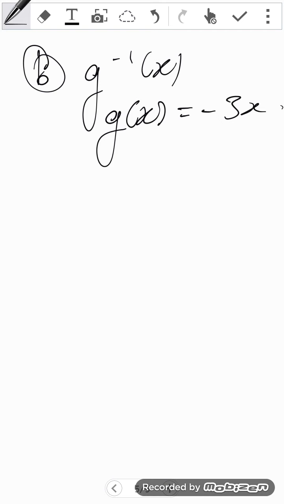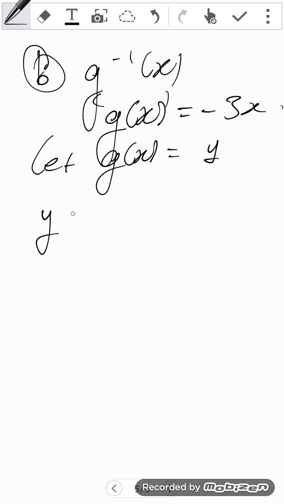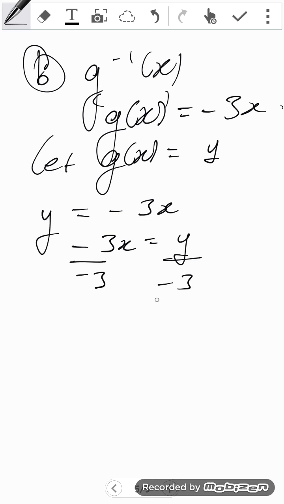Now, like we did earlier on, we simply have to let this function, which is g of x, be equal to any letter of our choice. Y. You see? So now this entire thing will now be y being equal to negative 3x. So now to simply make x a subject of formula, we simply flip the equation. So say negative 3x being equal to y. Then we divide both sides by the number that is with x, so I can remain with x, divided by negative 3, divided by negative 3. So negative 3 comes out with that, and you'll be having x being equal to y over negative 3.